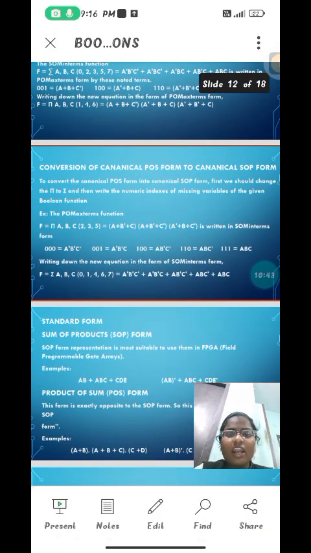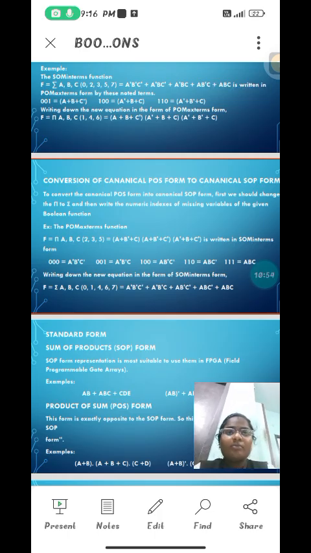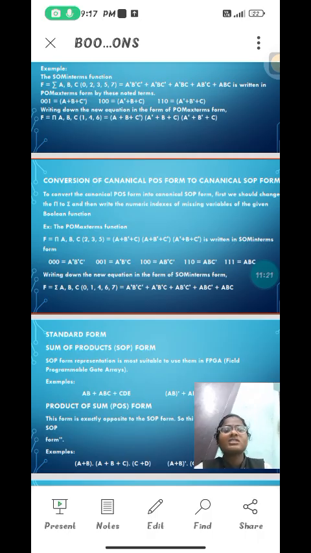The same applies for conversion of canonical POS form to canonical SOP form. First interchange the pi to summation. Before, we discussed sigma to pi; now pi to sigma. See this, f of pi of a, b, c of 0, 3, 5. Except these, the numbers that are not there, we take these numbers: 0, 1, 4, 6, 7. In this way we convert the canonical forms.